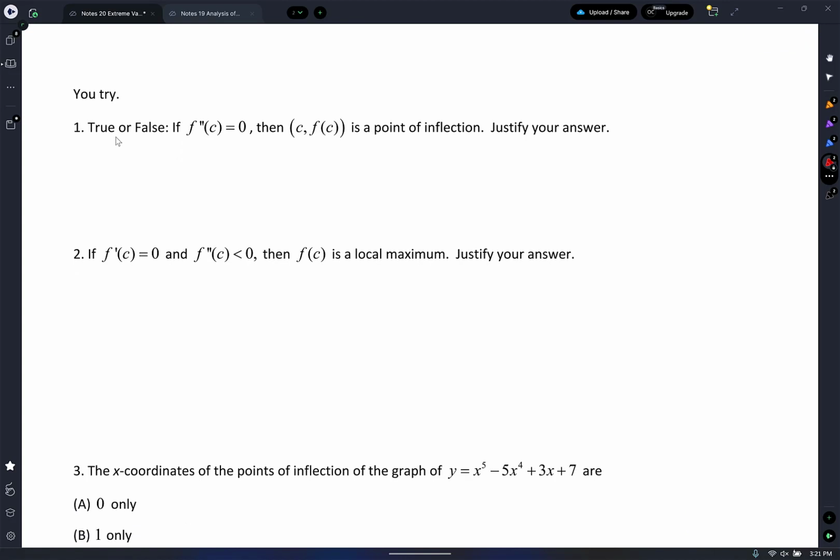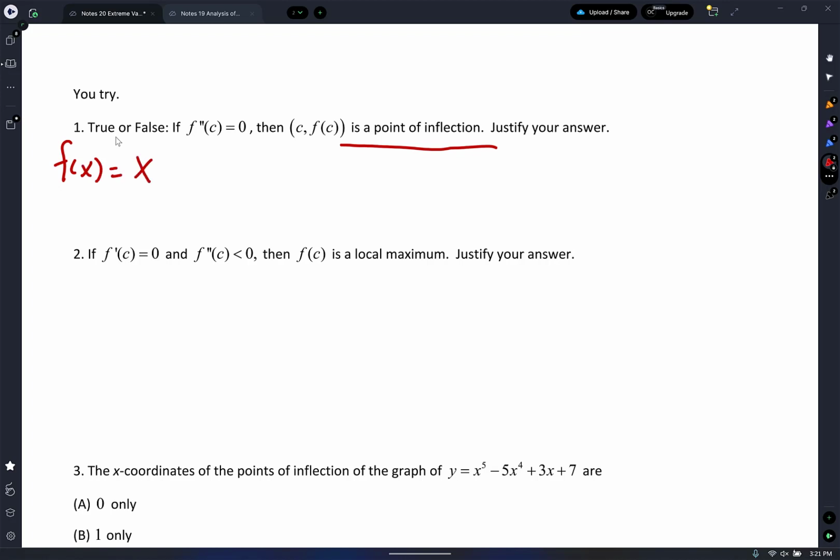You might not have enough experience for this one, so let's go ahead and see what we get on this. True or false? If the second derivative is 0, then it's always a point of inflection. What does your gut tell you? You're going to say true? You say false? I don't have enough experience. All right, well, let's see.